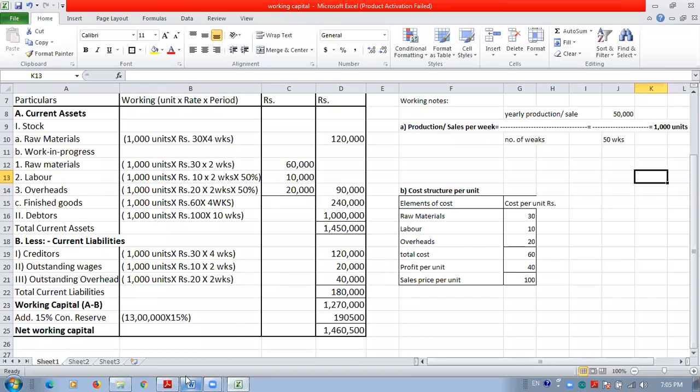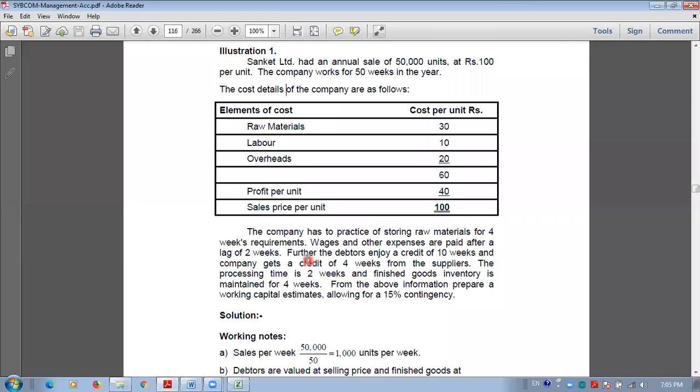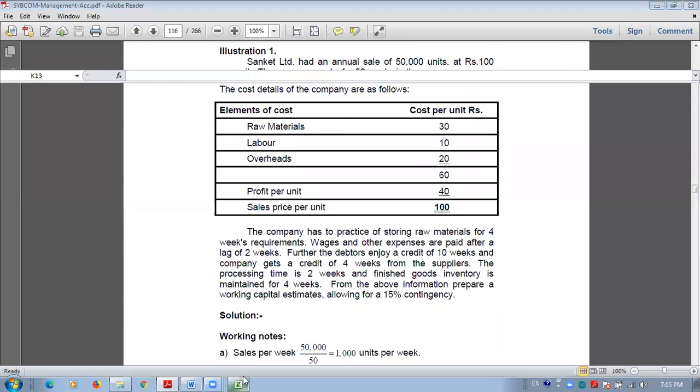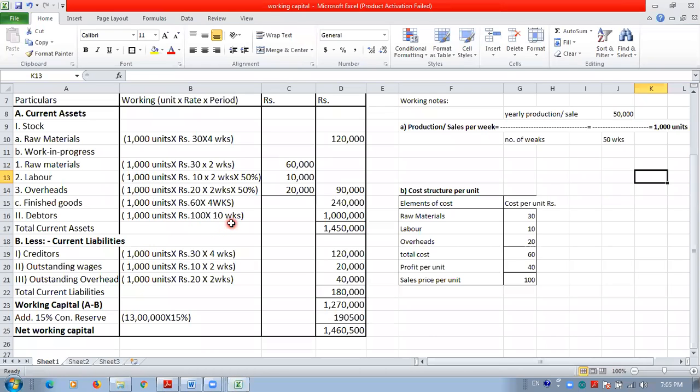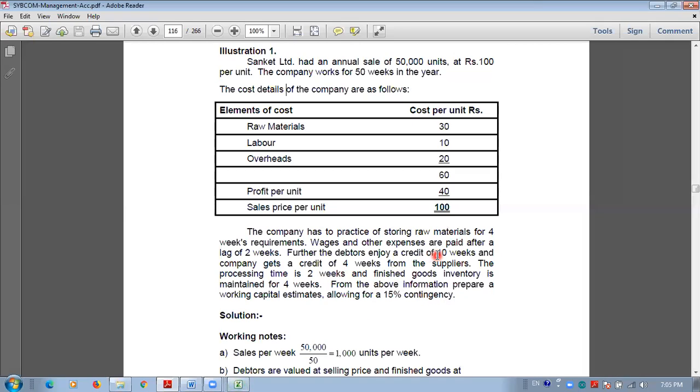Next, they have given us further that the debtors enjoy a credit of 10 weeks and the company gets a credit of 4 weeks from the supplier. So debtors have a 10 weeks period and creditors have 4 weeks. Right there, debtors 10 weeks, 10 lakhs; creditors 4 weeks, calculated 1,20,000. Okay, so next thing, the processing time is 2 weeks.